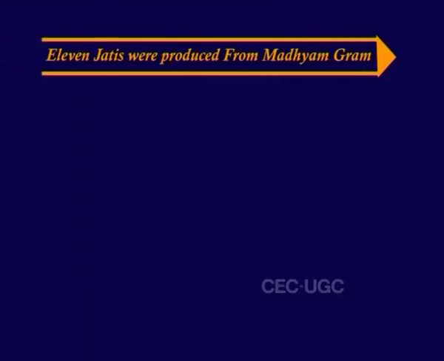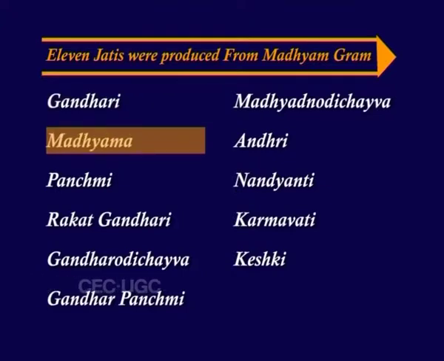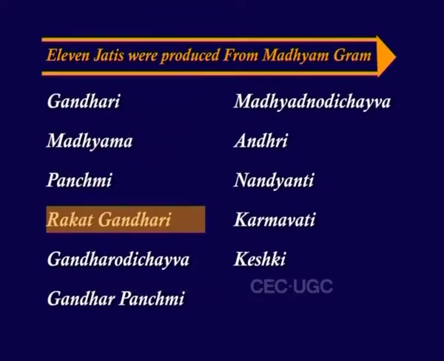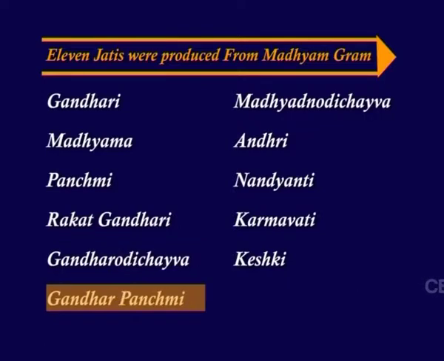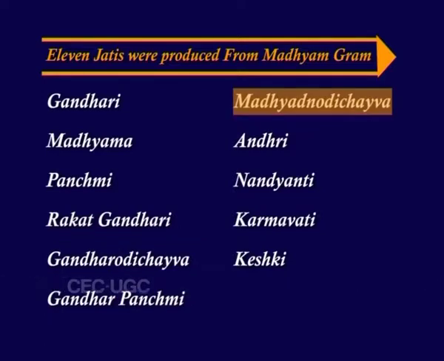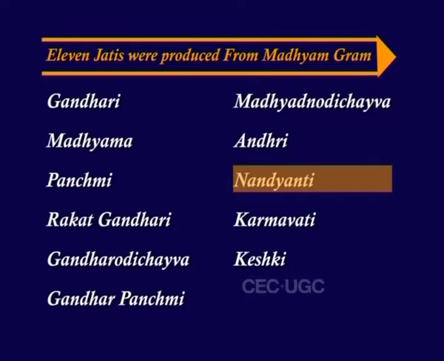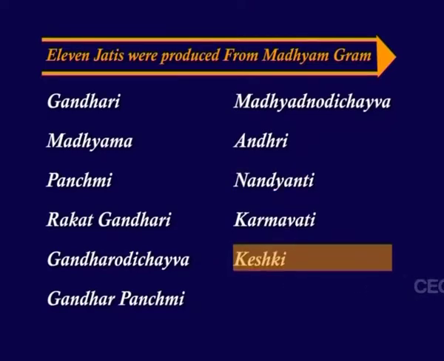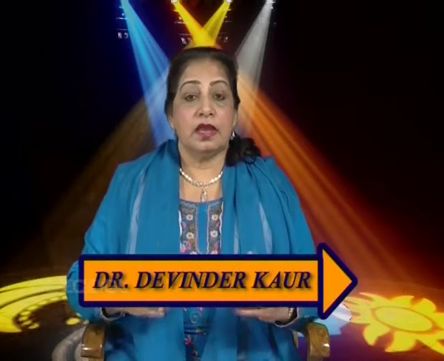From Madhyam gram, 11 jatis were produced, which were Gandhari, Madhyama, Panchmi, Rakta Gandhari, Gandharodeva, Gandhar Panchmi, Madhyamodeva, Andhri, Nandyanti, Kramavati and Keshki. So, in this way, a total of 18 jatis were produced from 2 grams in ancient Indian music. Another point worth mentioning is that we find mention of Shuddha and Vikrit jatis in our old texts.